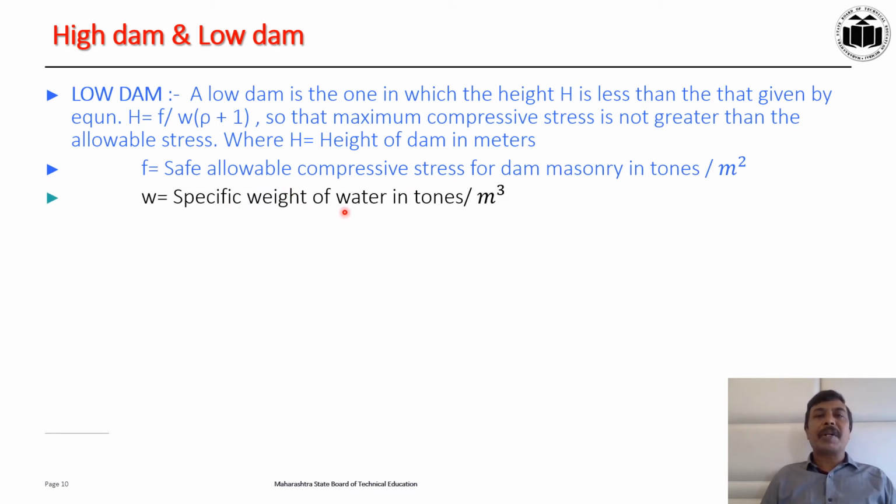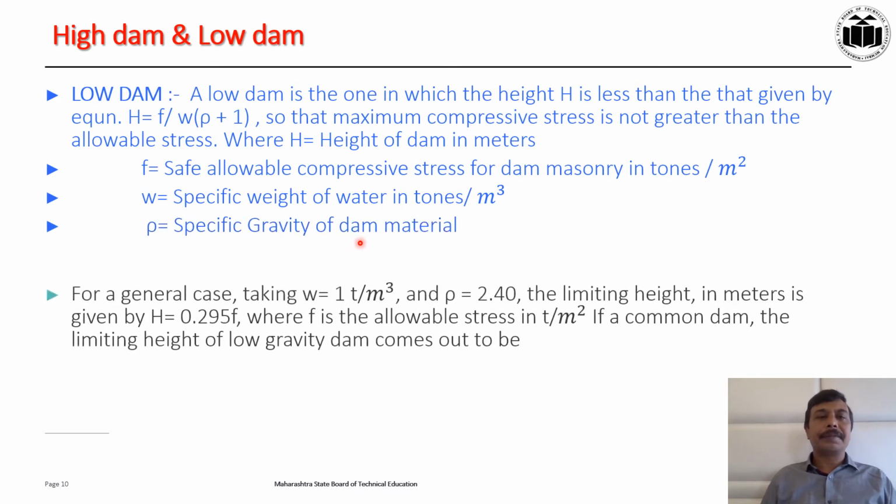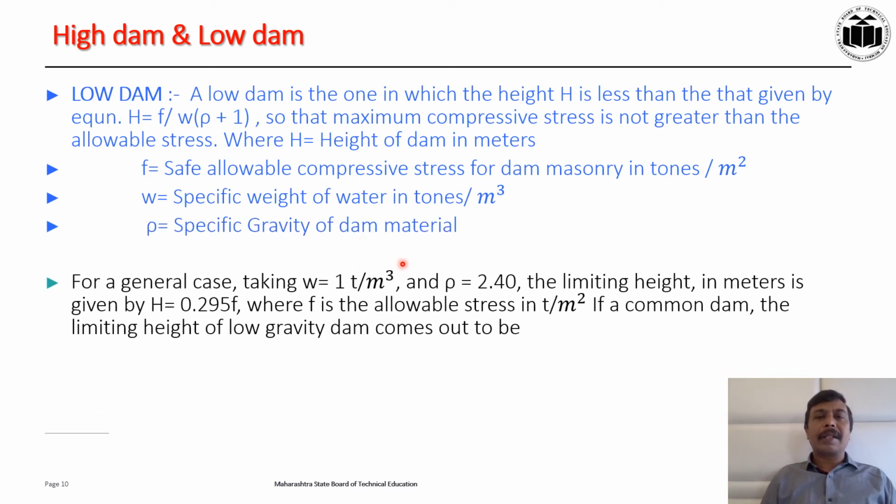W is the specific weight of water in tons per meter cube. Rho is the specific gravity of the dam material. In the general case, if we take different values of the variables in the equation, that is, W is equal to 1 ton per meter cube and rho is equal to 2.40, and put all these values into the equation, you will find h, the height of dam, equal to 88 meters.